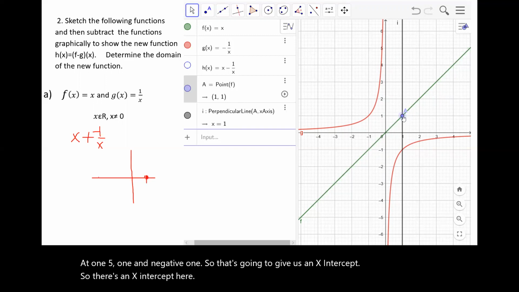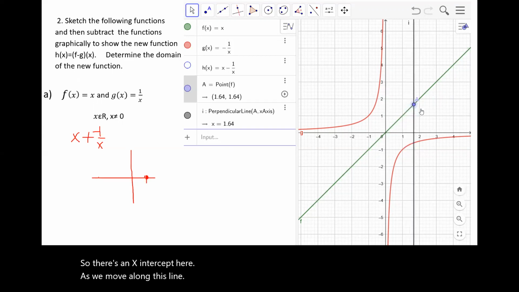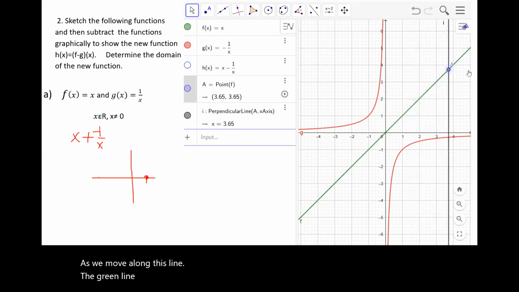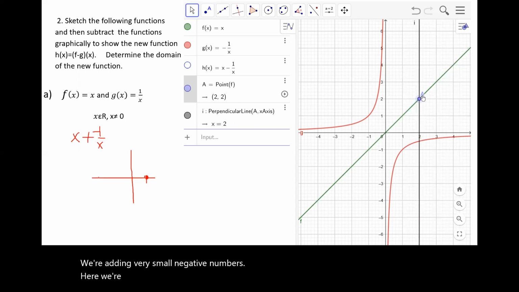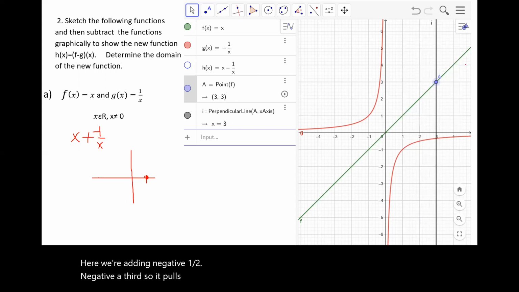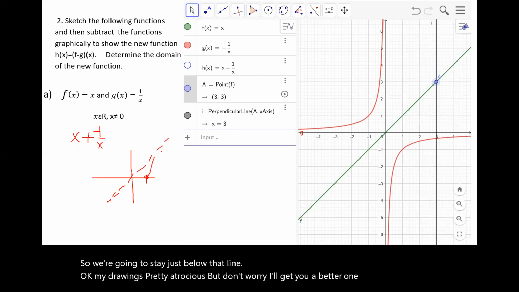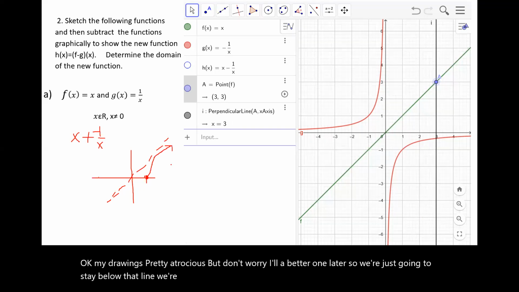As we move along this line, the green line dominates because it's bigger. We're adding very small negative numbers. Here we're adding -1/2, -1/3. So it pulls this graph down just a little bit. So we're going to stay just below that line. Okay, my drawing's pretty atrocious, but don't worry, I'll get you a better one later. So we're just going to stay below that line. We're going to approach the line, but stay below it. Why are we below? Because we're adding negative numbers.